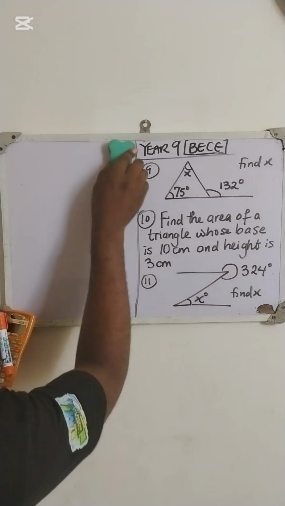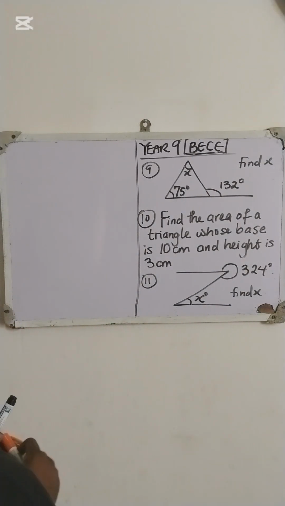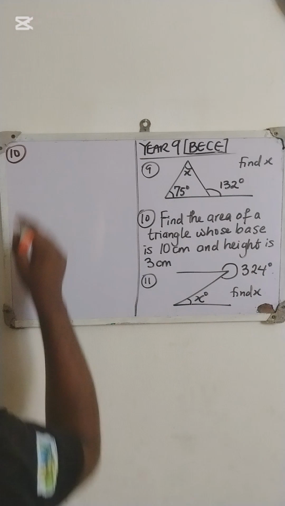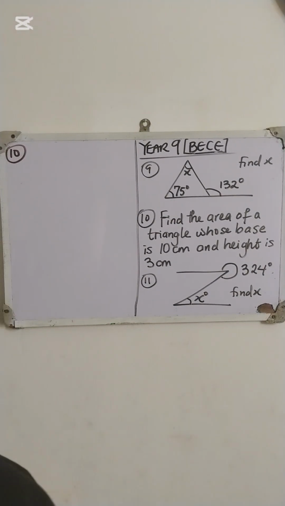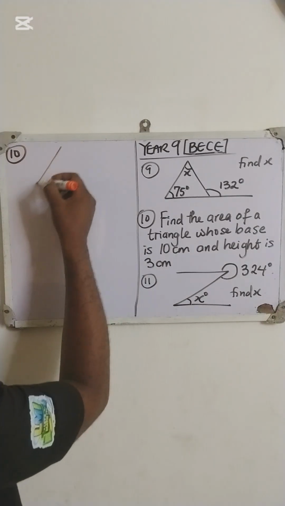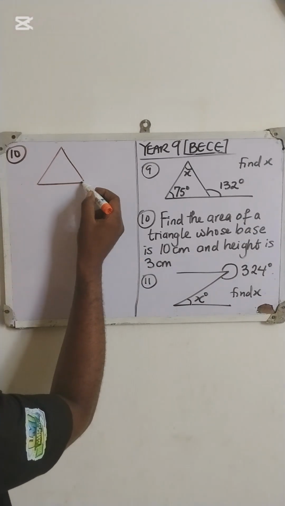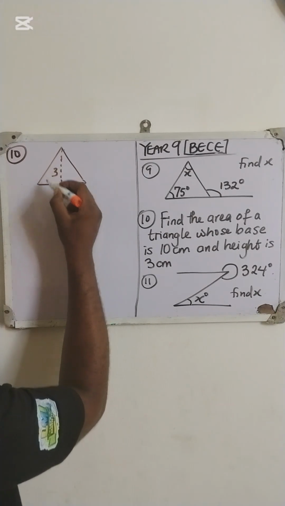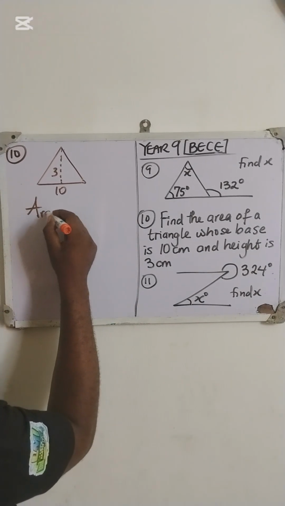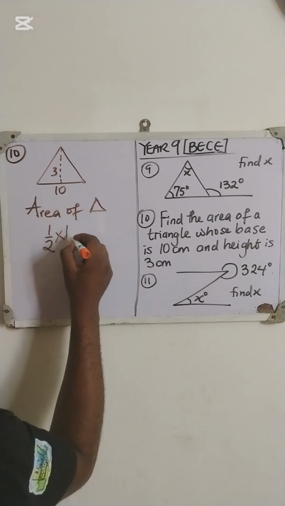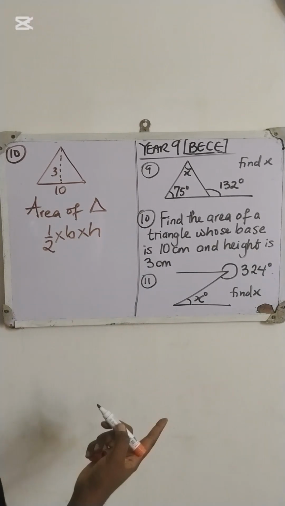The next one, number 10. Now find the area of a triangle with base 10 and height 3. So you can decide to draw. The base is 10 and the height is 3. So what's the area of a triangle? The area of a triangle is half times the base times the height.